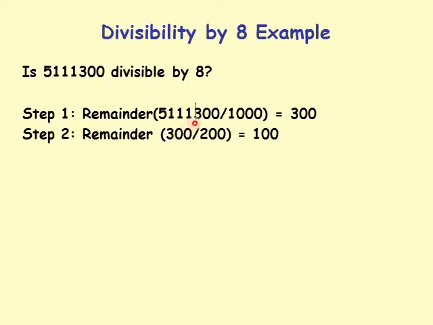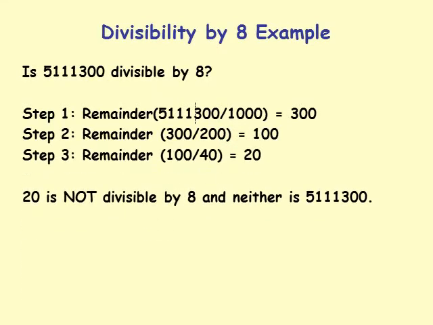Remainder 300. If I take this 300 as the dividend and divide by 200, the remainder is 100. Okay, next, remainder of 100 by 40 is 20. Okay, let's continue here. 20 is not divisible by 8, and neither is 511,300.